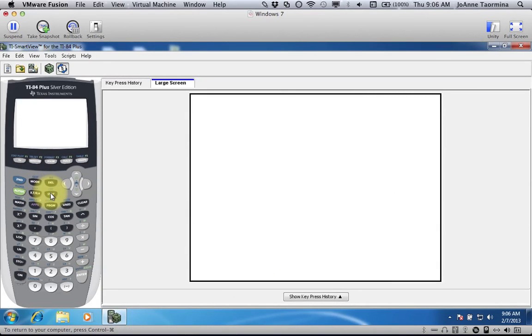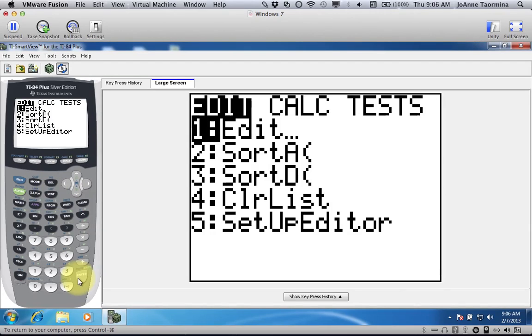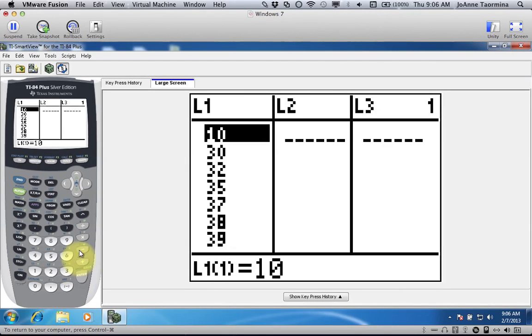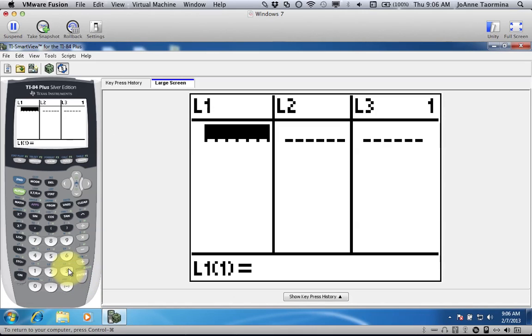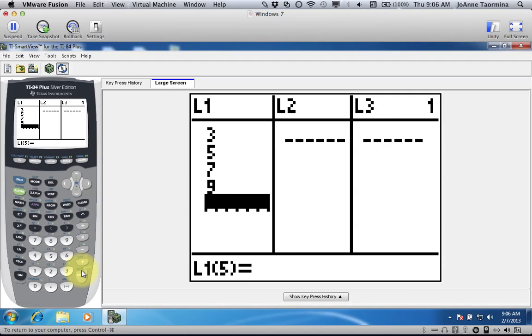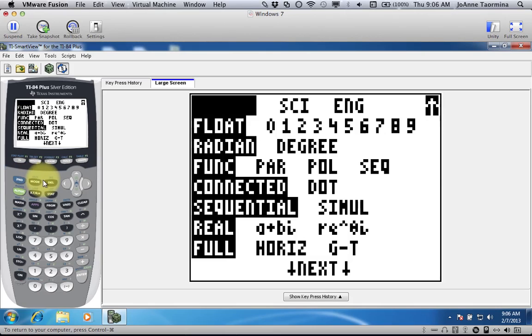So stat. Okay, we have data in here from our last lecture. I don't need it anymore, or you won't need it anymore either. So if you use the up button, highlight the L1, and then hit clear, then hit enter, you can delete it. So let's put in 3, 5, 7, and 9. Data does not need to be sorted for calculating the standard deviation and the variance. Okay, quit the list screen, and that's not what I wanted.